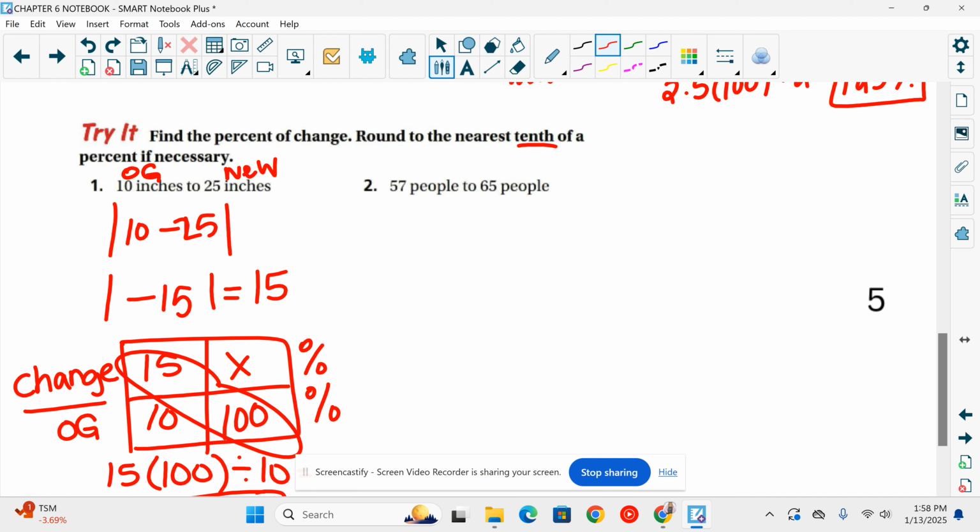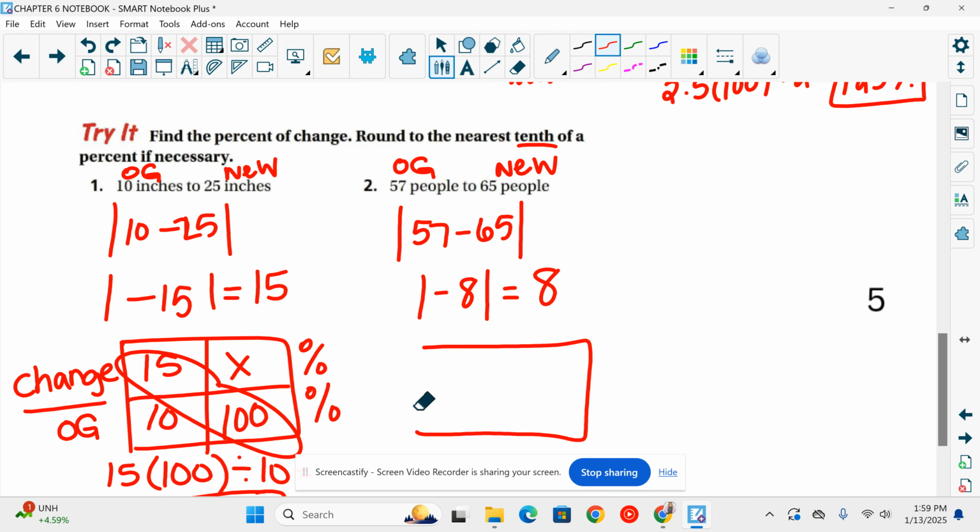Alright, what was the original? 57. Which one's the new? 65. What was my next step? Subtract. But because I need it to be positive, I have to do the absolute value. So 57 minus 65 gave me negative 8. So I find the absolute value of negative 8, which is positive 8. Then I made my box.